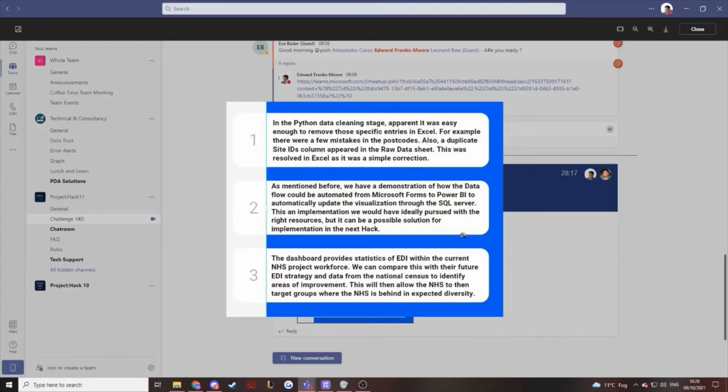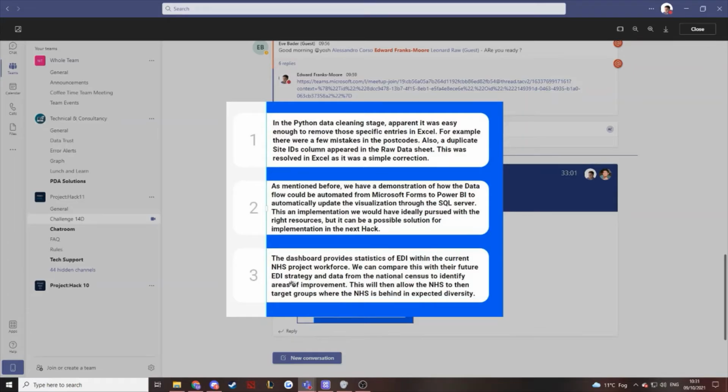For the first question regarding data imputation errors, it was easy enough to remove those specific entries in Excel that were erroneous. This also could have been handled in the Python data cleaning stage. For example, there are a few mistakes with the postcodes and a duplicate site IDs column which appeared in the raw datasheet. This was resolved in Excel as it was a relatively simple correction.